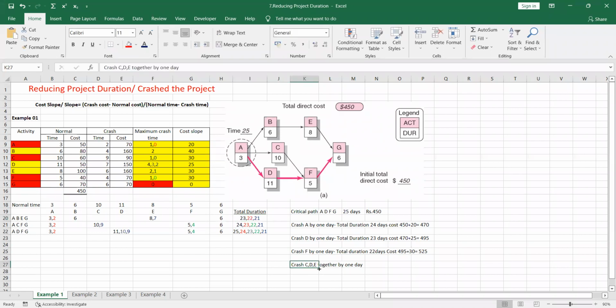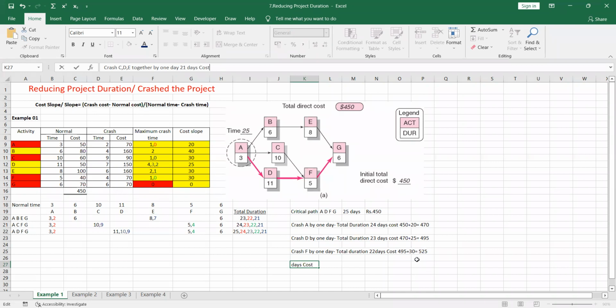Right? So crash CDE together by 1 day. After crashing CDE together by 1 day, what is the total duration we are having? All these 3 paths are now critical. That means 21 days we are having. So now we are going to calculate the cost.